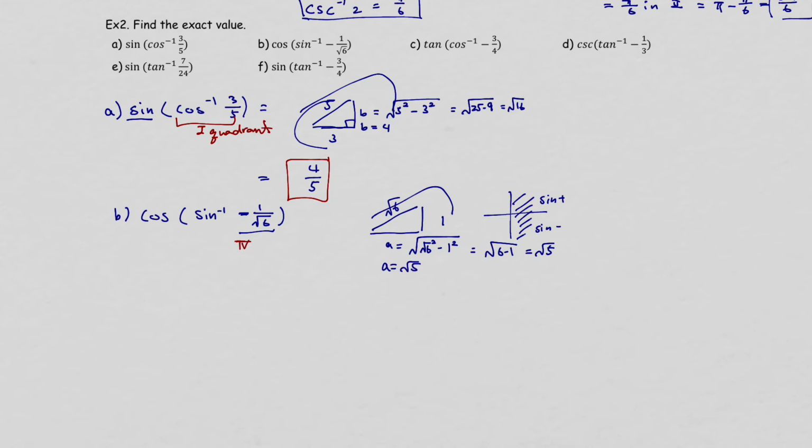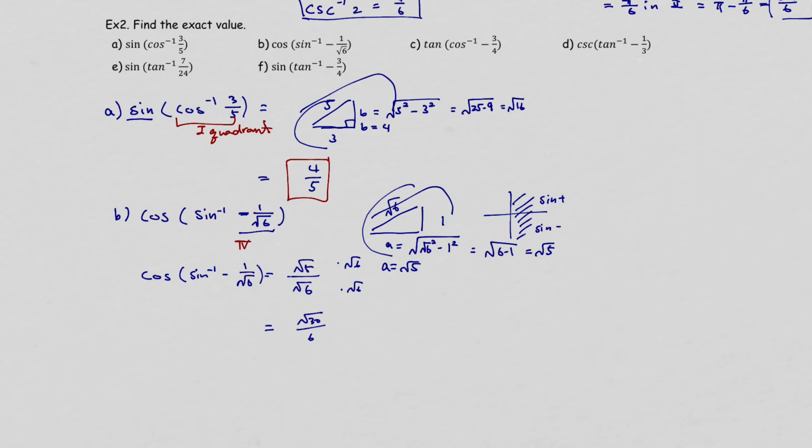And then cosine of that is going to be square root of 5 over square root of 6. You need to rationalize that. So when you multiply numerator and denominator by square root of 6, you get square root of 30 over 6.